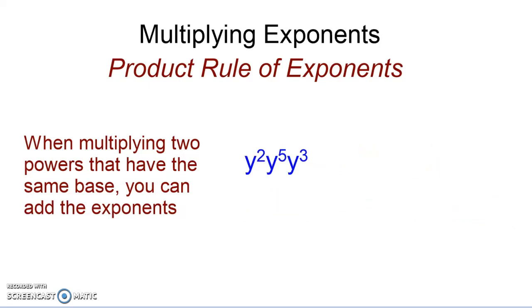Moving on to another example here, they're all squished together, but when you have something next to another thing, that means that they're being multiplied. So here we have y squared times y to the 5th times y cubed, which means this is y to the 2 plus 5 plus 3. So this is going to be y to the 10th.